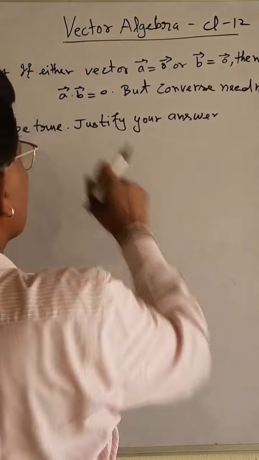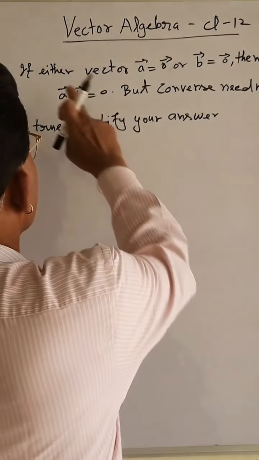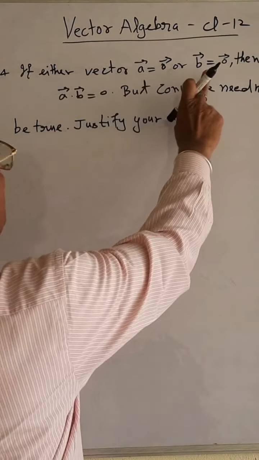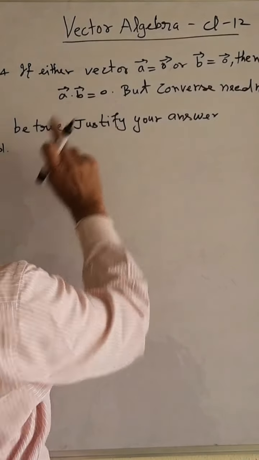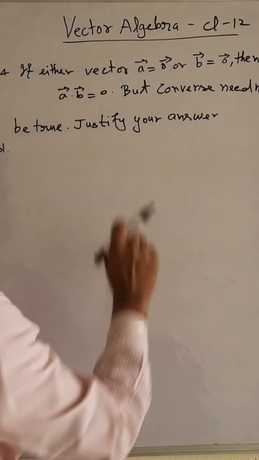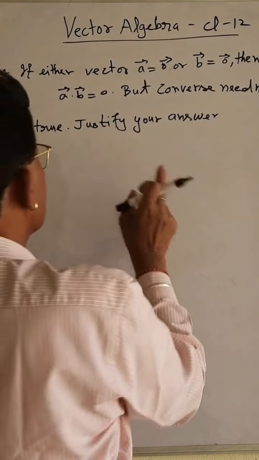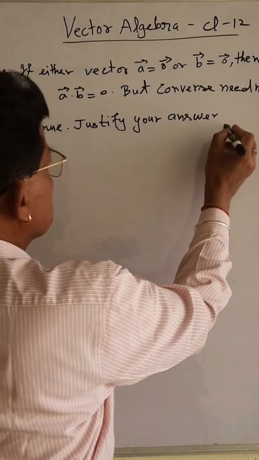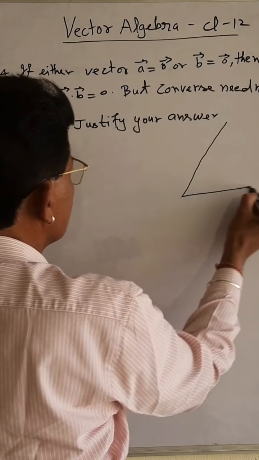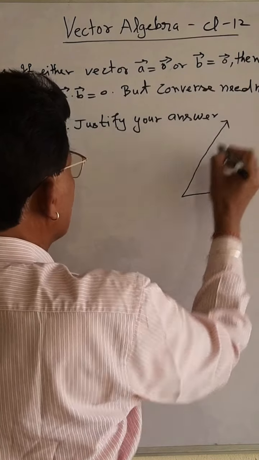Very important question number 14 of the NCERT book: if either vector A is 0 or vector B is 0, then the dot product will be 0. But the converse need not be true; justify your answer. My dear student, this is a very important question, and it is related to the basic concept.